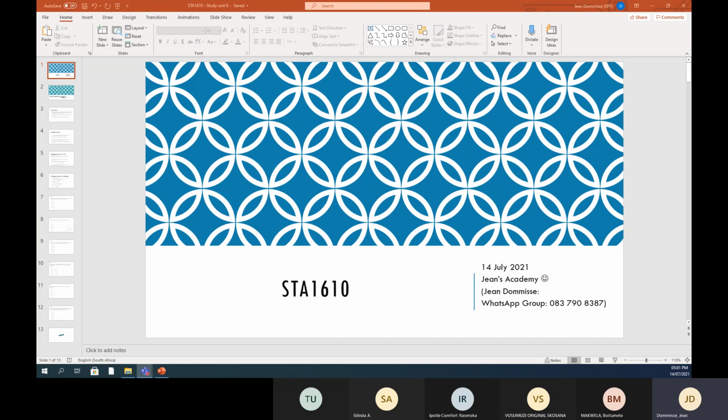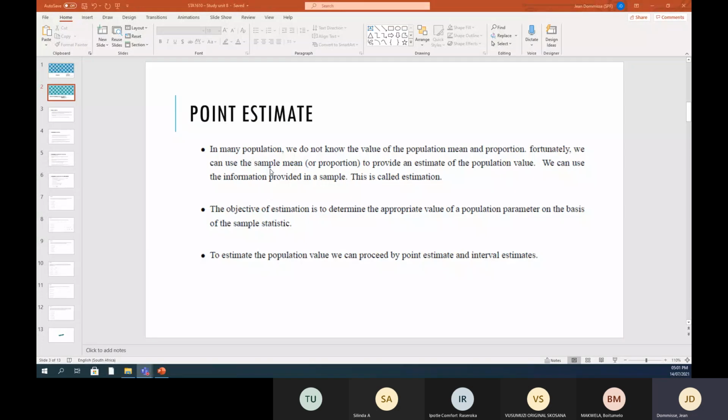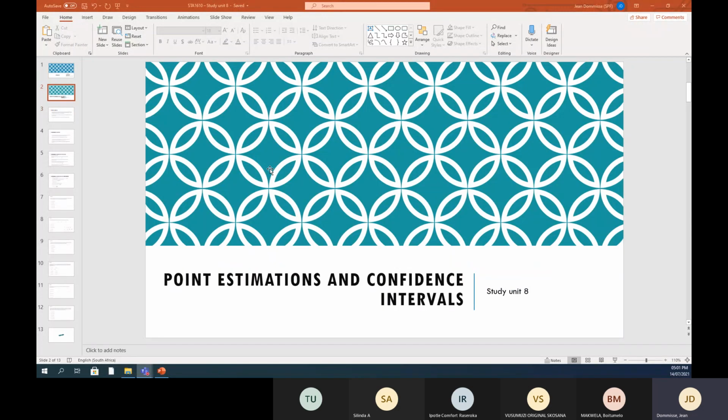Okay, so let's start with study unit 8, and basically what we're going to do in study unit 8 today. So we're looking at the confidence intervals. There are three things that we need to know about the confidence interval: when your standard deviation is known, when your standard deviation is unknown, and when you are dealing with proportions.